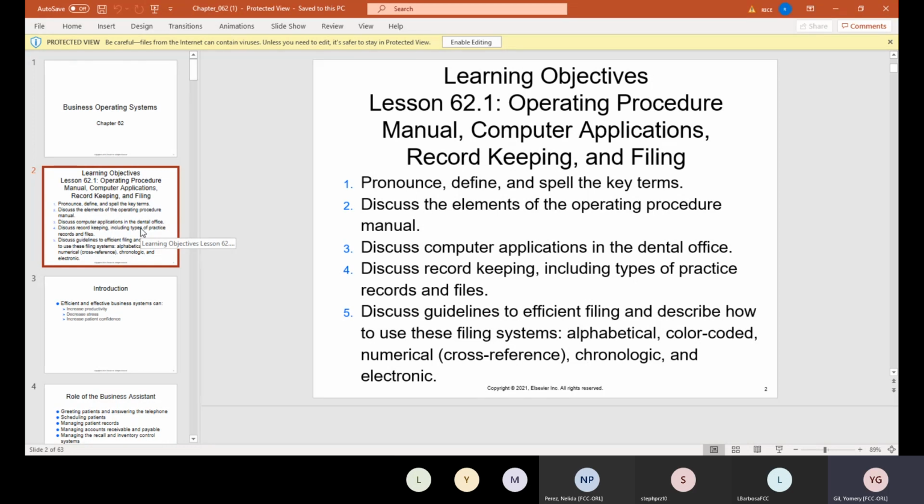So it all depends on what type of office you work for. You will have different types of filing systems. It doesn't necessarily mean that where you go it's going to be alphabetical. Sometimes it's color coded. Sometimes it's by numbers or chronological.